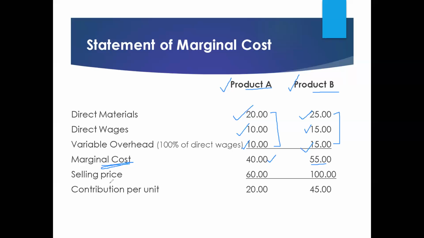Now, in the question, the selling price is also given: 60 rupees per unit for product A and 100 rupees per unit for product B. So we'll deduct the marginal cost from the sales. 60 minus 40 is 20 rupees, and 100 minus 55 is 45. That means product A is giving a contribution of 20 rupees per unit, while product B's contribution is 45 rupees per unit. So obviously product B is giving more contribution.